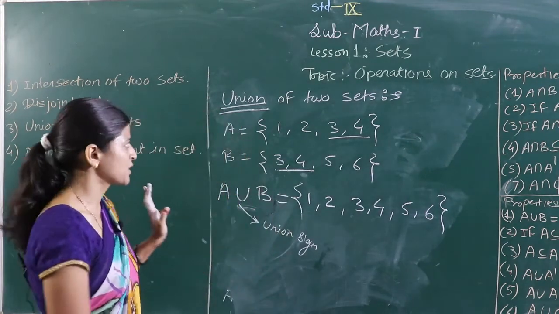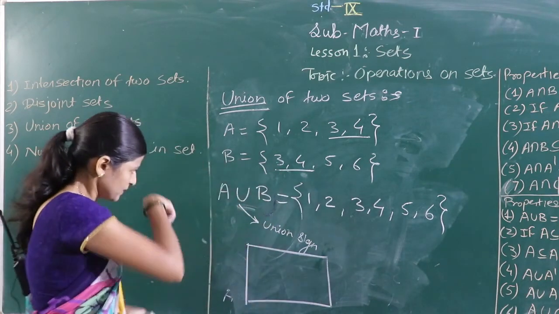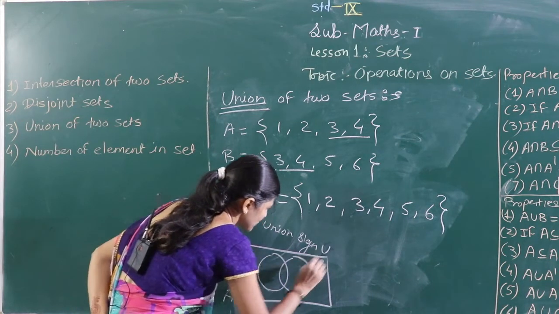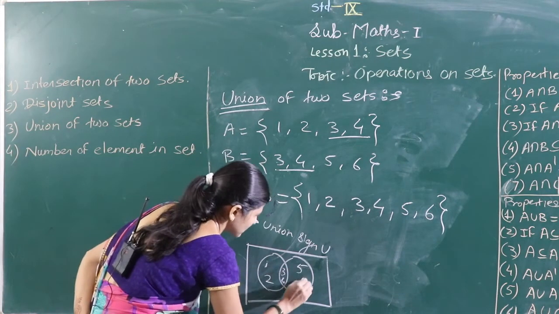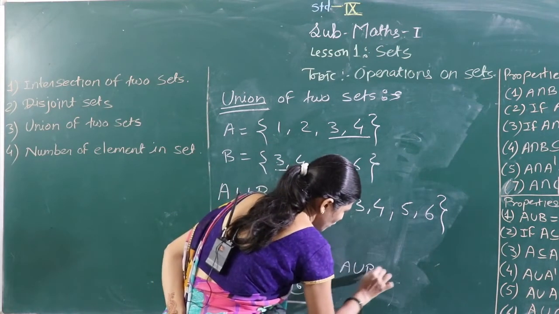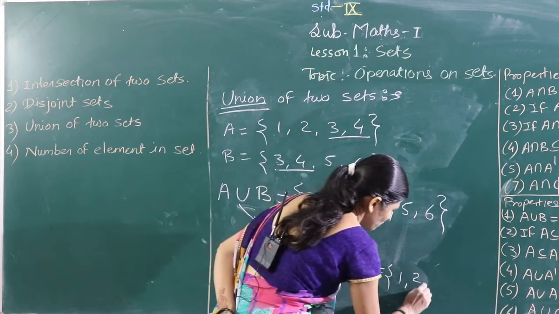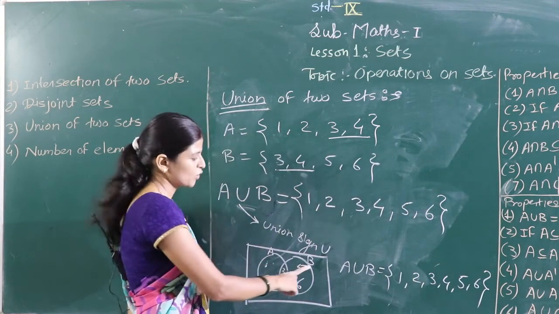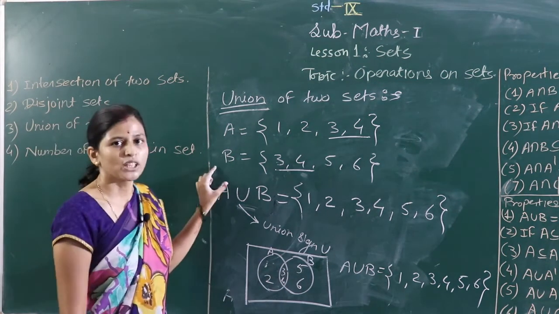Now we see the properties of union. And in a Venn diagram, A union B is shown by, suppose this is the universal set, 3, 4, 1, 2, 5, 6. This is the set A, this is the set B. And A union B is nothing but combination of both the sets, that is 1, 2, common part one time and 5, 6. 1, 2, 3, 4, 5, 6. Union means combination of set A and set B as well as including the common part once. This is union of the sets.